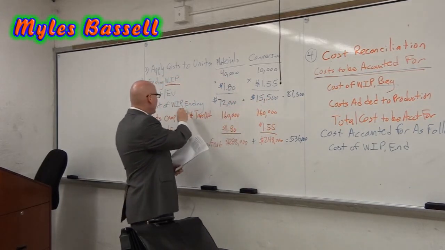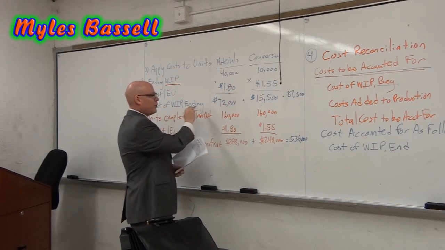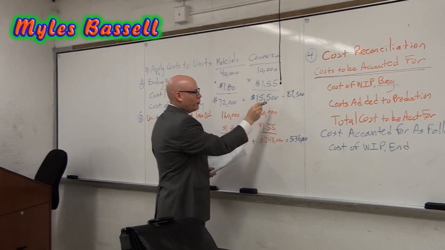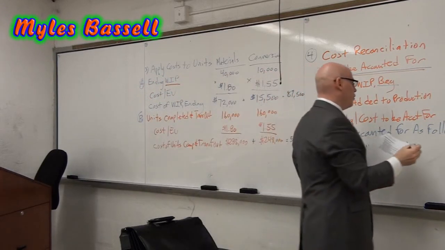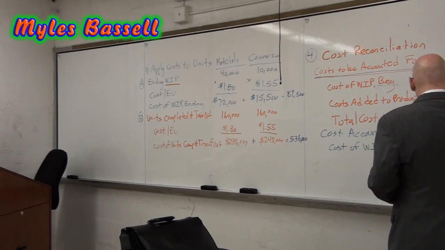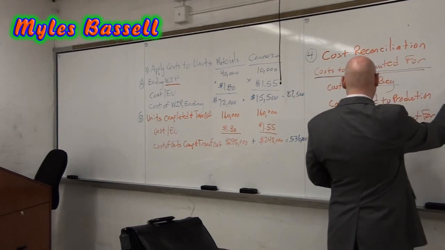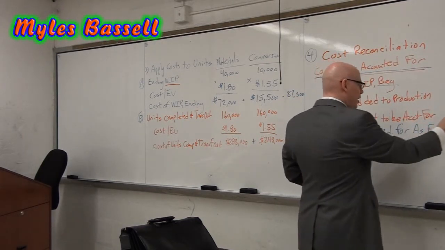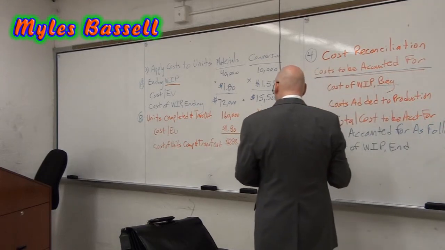You see how we got that? Here we calculate the cost of WIP at the end of the period. 72,000 materials, 15,500 conversion, which is 87,500. So what do you think? Is this going to add up? Because look, here we said 50,000. Now we're already at 87,500. We got to get to this number. So let's see if we can get there.